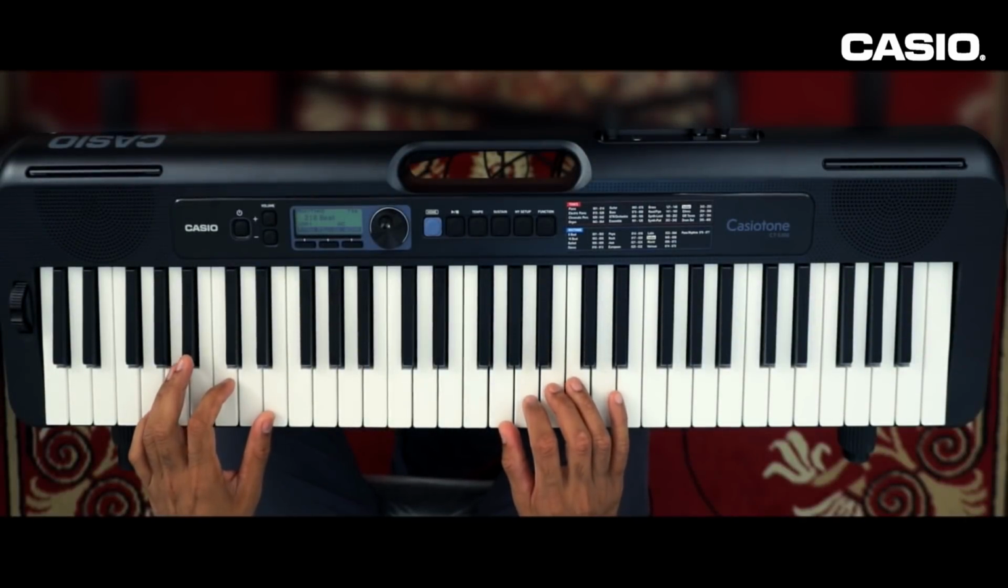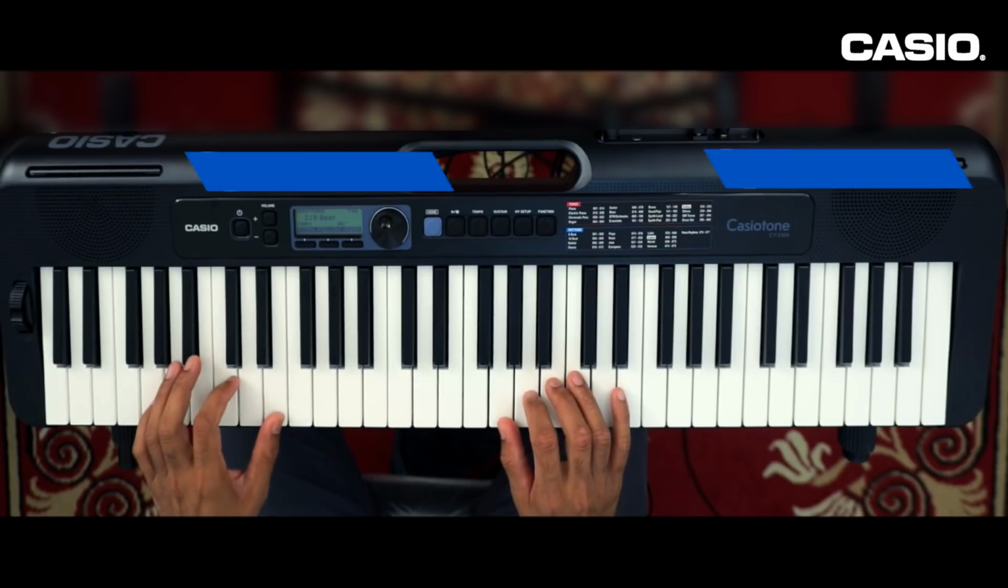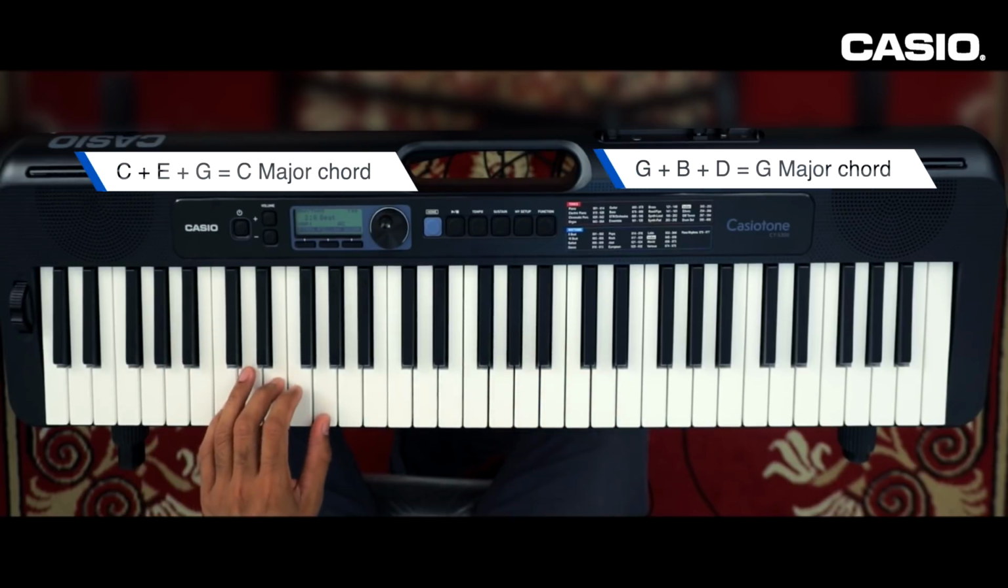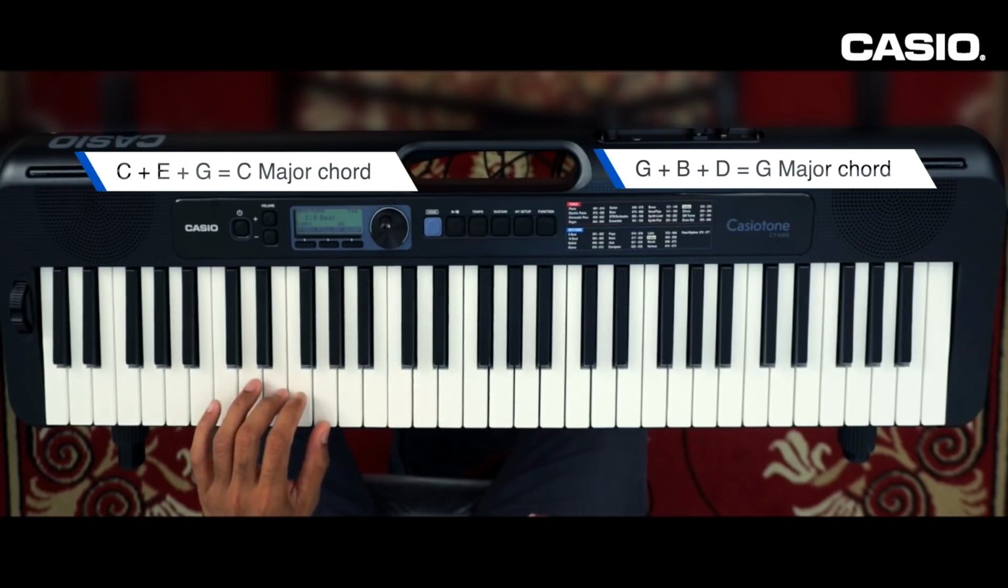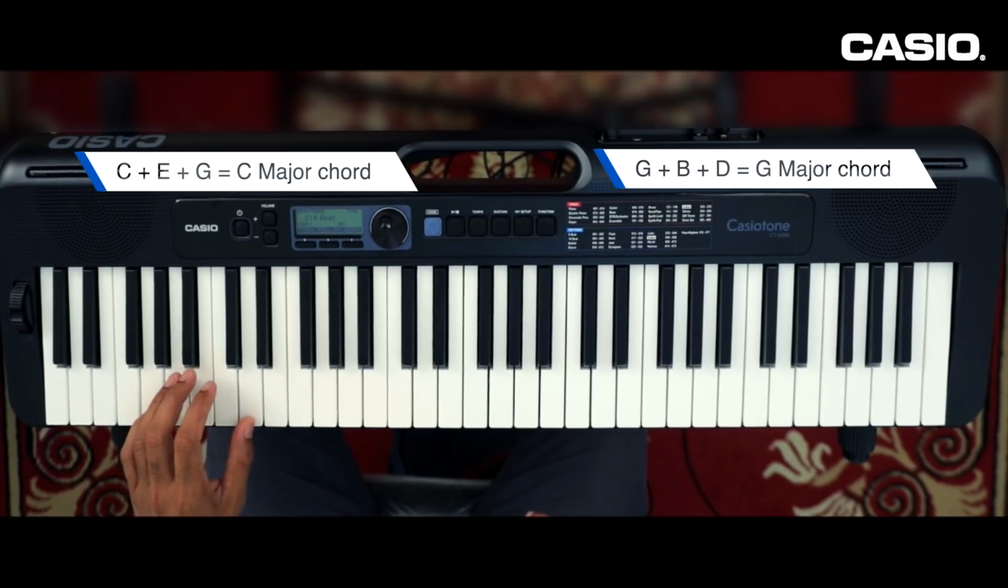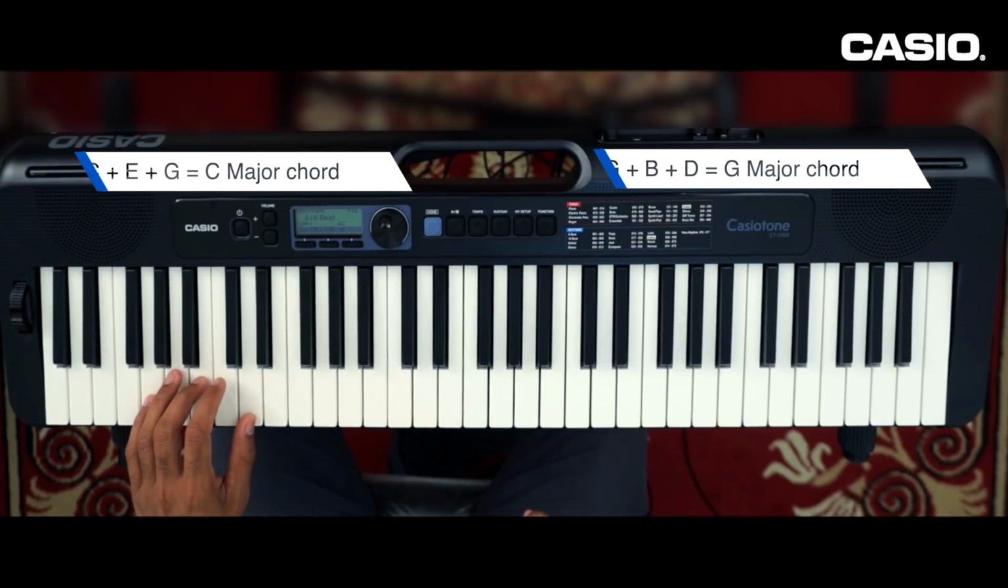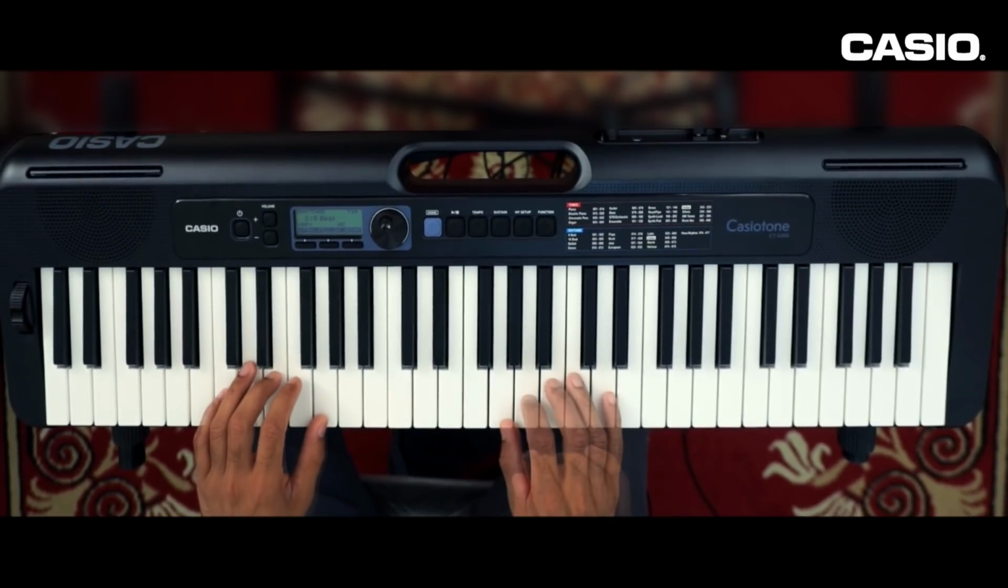In this first lesson we are going to do a song with 2 chords. The first chord is C major, and with that we are going to do a G major chord, which is an additional one. C major is C plus E plus G, and G major is G plus B plus D. And here goes the first lesson.